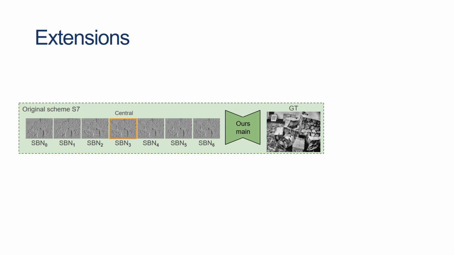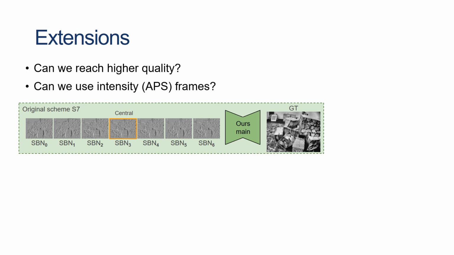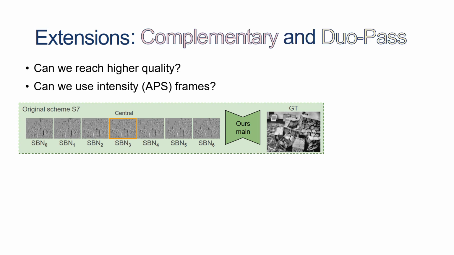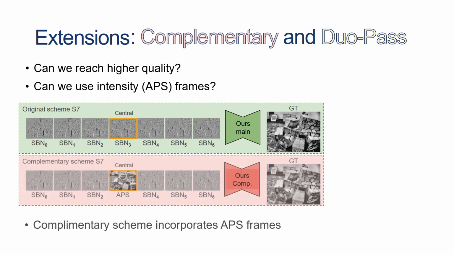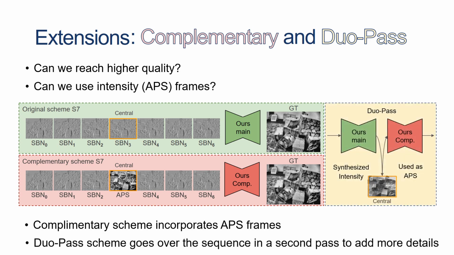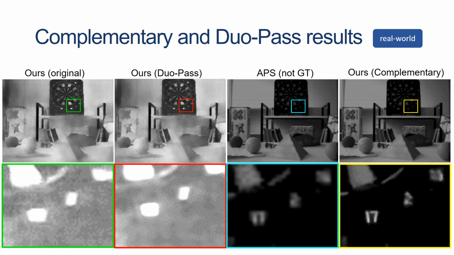We deliver super-resolved images only from events, but can we reach higher quality outputs by incorporating intensity images as well? We present our extensions, the complementary and duo-pass schemes. The complementary scheme uses the same architecture as our original method, but replaces the central stack with a low-resolution intensity frame to fuse events and images. If we replace the central stack with a reconstruction from the original method, we can reach higher quality outputs only from events by duo-passing. These are some sample outputs from original, complementary, and duo-pass extensions, together with the APS frame for reference.